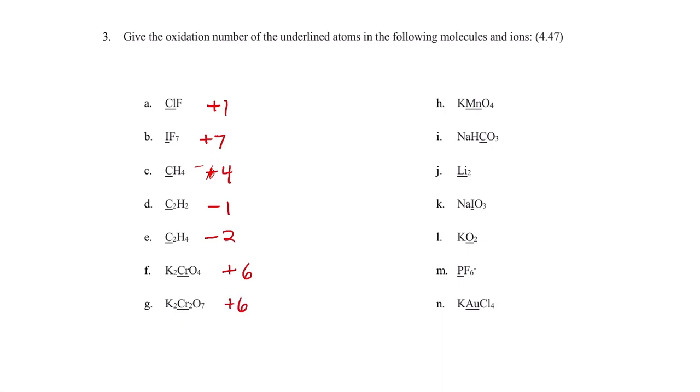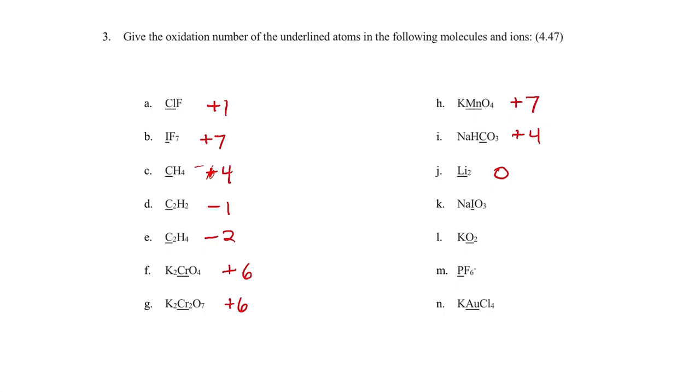In letter H, potassium permanganate, potassium is +1 and oxygen is -2. So that's +1 and -8. My manganese will be +7. In letter I, sodium bicarbonate, sodium will be 1+, hydrogen 1+, and the oxygens, each -2, will give me -6, so the carbon must be +4. Letter J, the oxidation number of any element by itself is always 0. Letter K, I have sodium iodate. Sodium is +1.